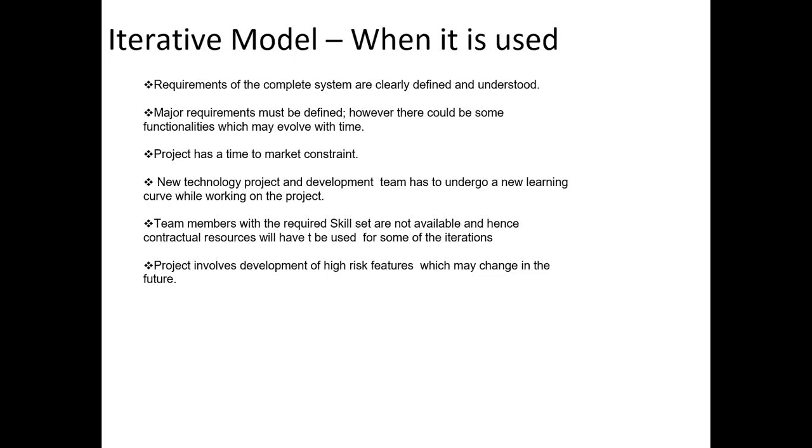The final point is the project involves development of high risk features which may change in the future. So what they do is high risk features are done in build one. When you define a feature, it is risky. While talking to stakeholders, they may say this is a risky, complex feature, and we may change it after you develop it first. If you get that hint from your stakeholders, then you can use iterative.